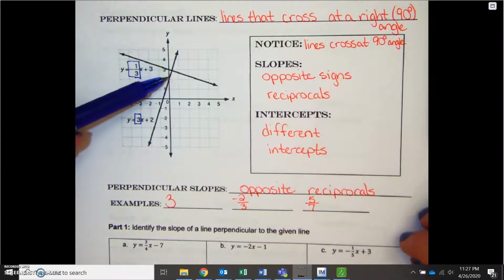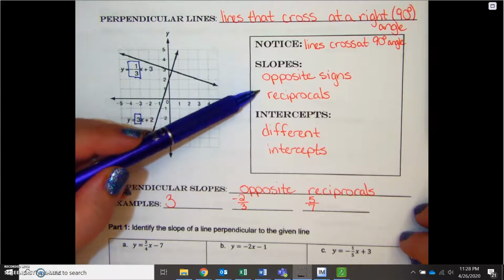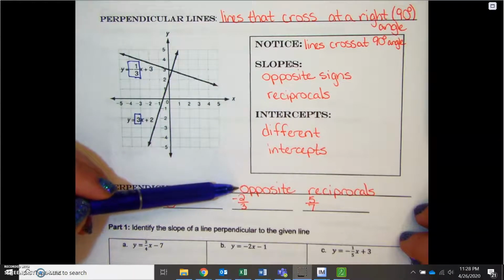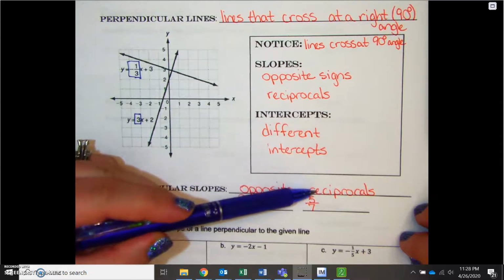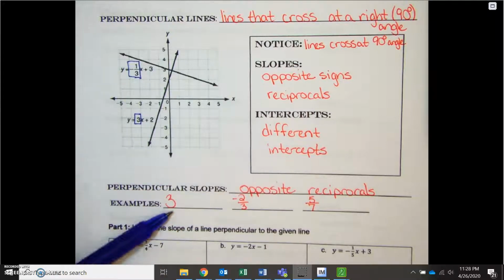And just like with parallel lines, our intercepts are different as well. So our slopes are where we find the important information. Perpendicular slopes are the opposite reciprocals of each other. They have different signs, and we flipped the top to the bottom and the bottom to the top. So let's practice doing that really quickly down here. I wrote 3 slopes out for us to practice with.